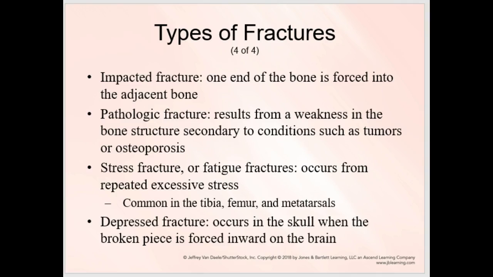Impacted fracture is when one end is forced into the other. I don't think I'd ever ask you that. Pathological fracture, you should know. This is going to be a weakness generally from some sort of metastases. So if somebody has had a fracture that came on quickly and easily, you really want to make sure you're looking really closely at those x-rays to see if there is any metastases in the area. They might want to get a bone scan. This also could happen with osteoporosis.